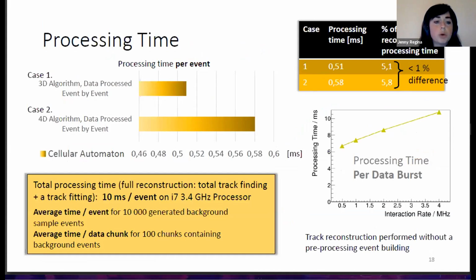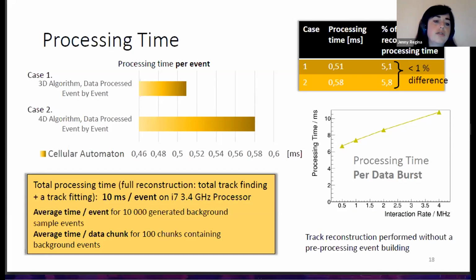And since we want to use this algorithm online, we have of course also looked at the runtimes of the algorithms. So here I show 2 cases. One is where I compare the runtime of the algorithm, so the time it takes to establish the neighborhood relations, for the 3-dimensional case where the data is processed event by event, and for the 4-dimensional case where the data is also processed event by event.